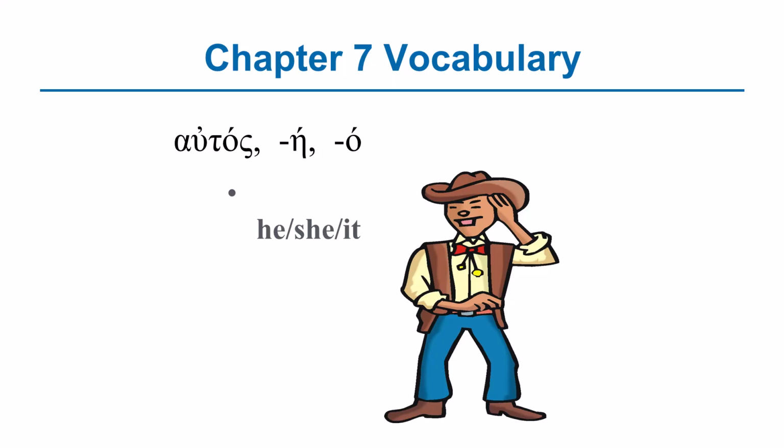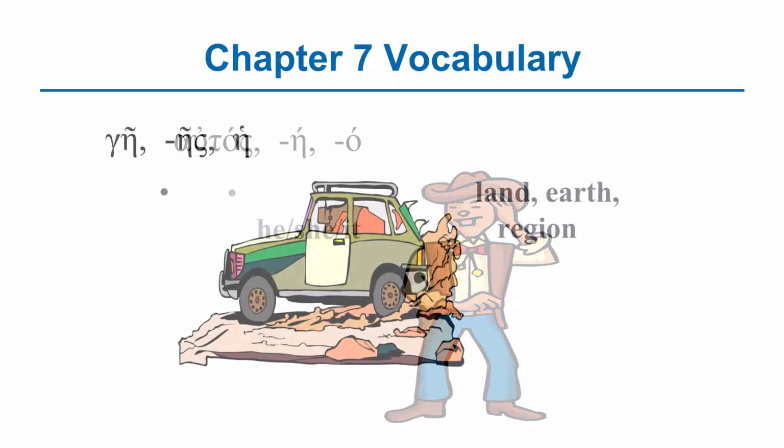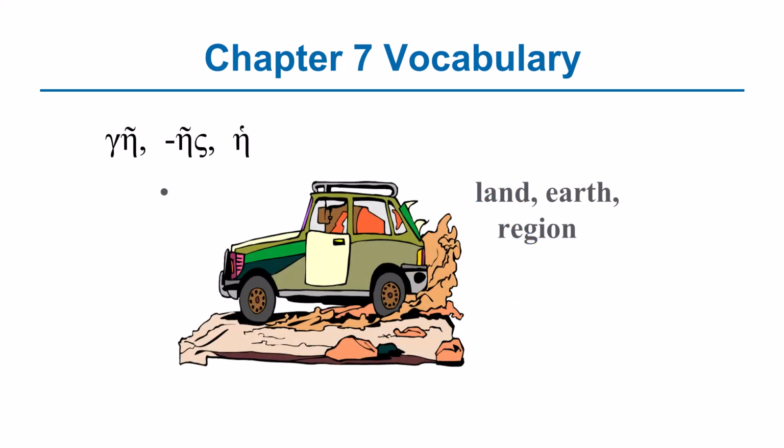So let's look at the first one. We have autos. Autos means he, but when you change the endings and you put eta, it becomes autē in the feminine, and autē means she. Again, when you change the case ending and attach omicron, it becomes auto, and auto is in the neuter, meaning it. So you have autos meaning he, autē meaning she, auto meaning it. So these are pronouns. Then you have the word gē. Gē means land.